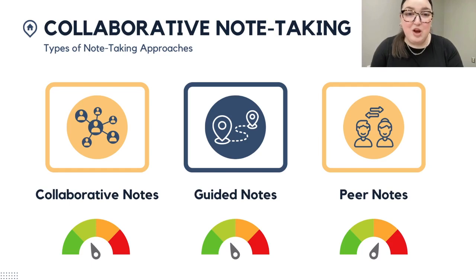You'll see that below each of the note taking methods, there is a radar that goes from green to red. This is intended to be a quick look at the note taking method in terms of how much preparation is required to implement this practice in the classroom. Collaborative notes and guided notes require minimal preparation and upkeep throughout the semester. Peer notes require a bit more organization, but is still beneficial to use in the classroom.